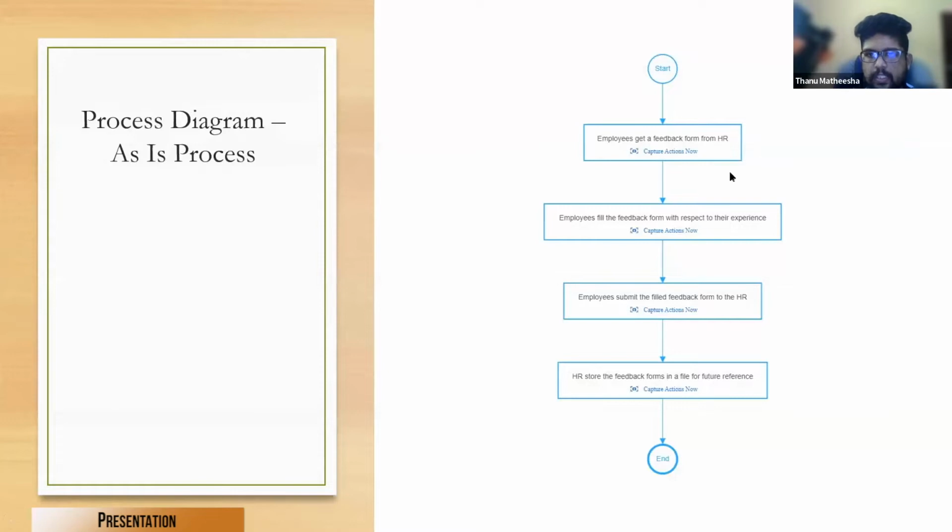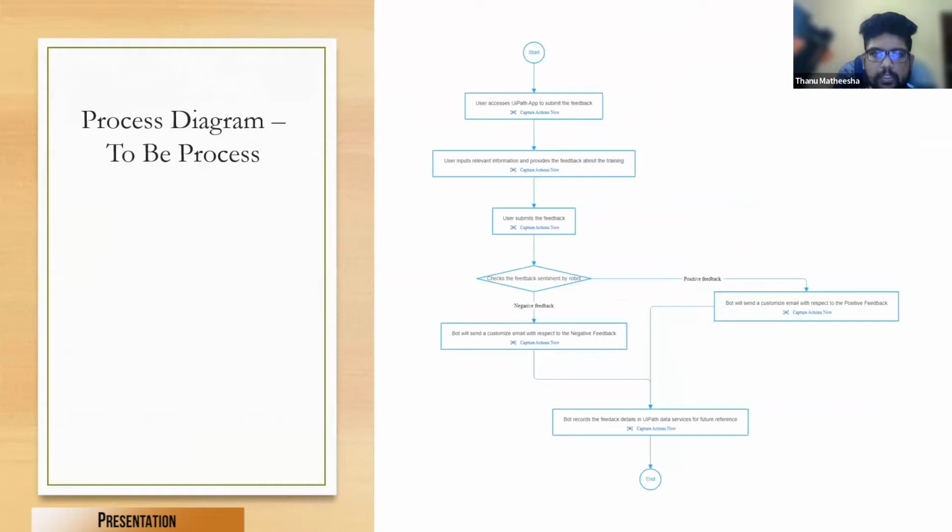Basically, employees get the feedback form from HR, then they need to fill it manually, and then submit it manually to the HR. So that's the process we are currently handling. I have completely automated this using the UiPath platform. Here, the user will access the UiPath app through a URL, and then they can input the feedback through that app.